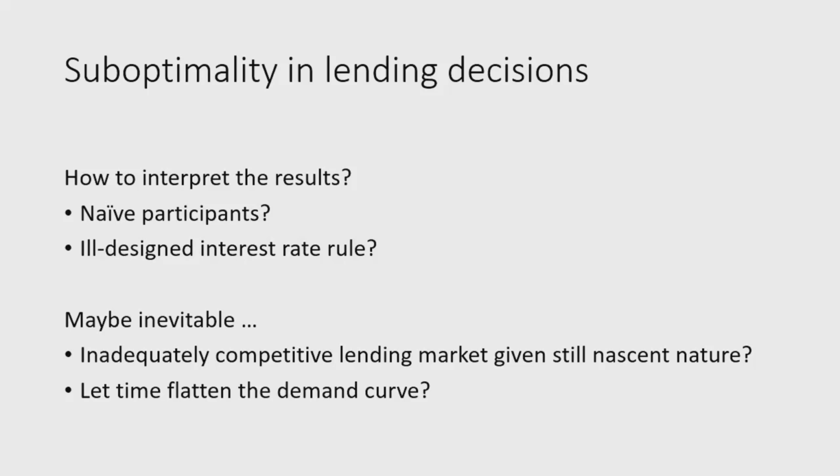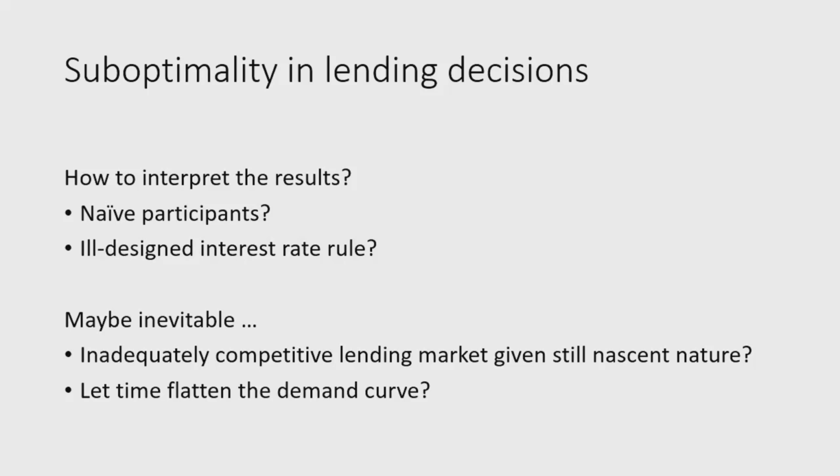So in order for those naive behaviors to actually become optimal, what we really need is a very flat demand curve. And maybe the result is really an indication that the DeFi lending market is still a very new market, so it's not competitive enough. And that's why we do not have a very flat demand curve.